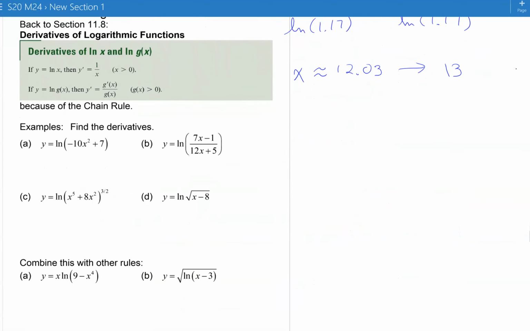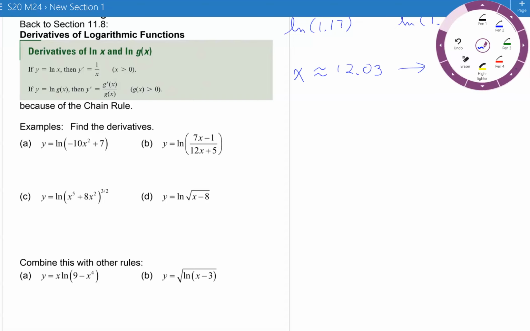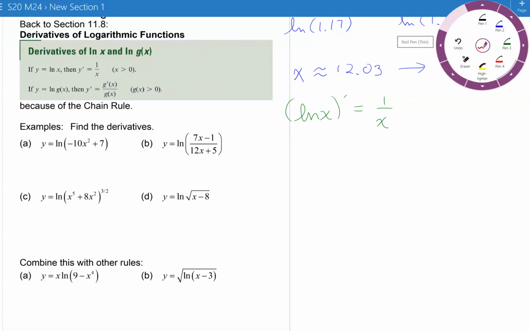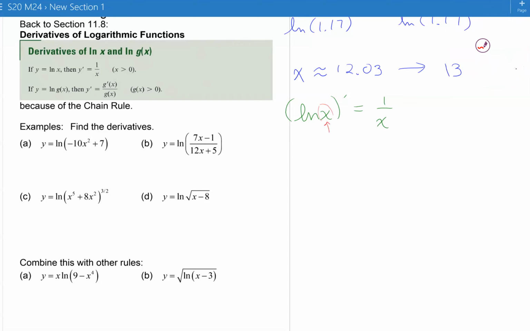Okay, so now we're back to section 11.8 to talk about derivatives of logarithmic functions. And the derivative of the logarithm of x is 1 over x. So that's if you just have plain x as the argument. So remember that the argument is what's inside the logarithm.